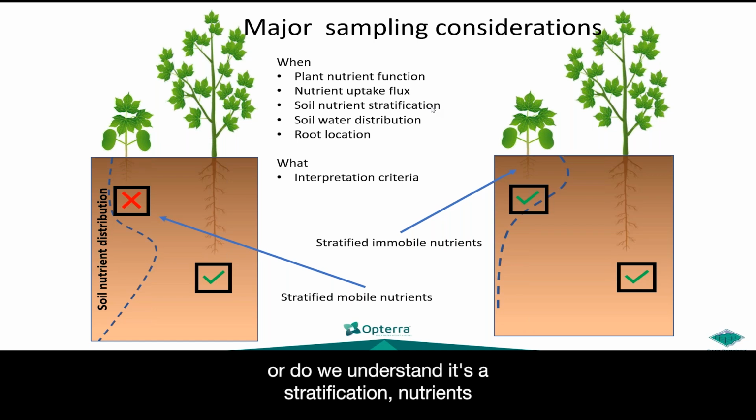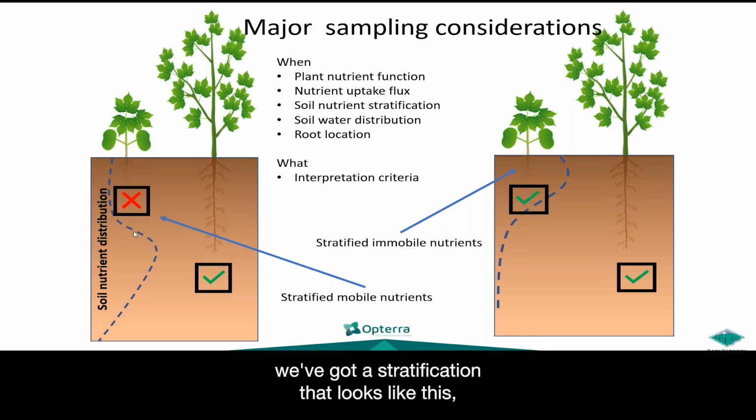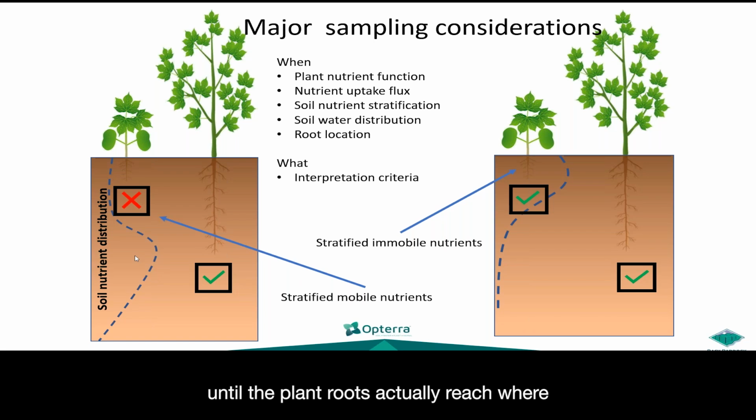Have we got a soil test, or do we understand the stratification of nutrients, immobile ones like phosphorus and zinc compared to nitrogen, maybe sulfur, boron, and soil water distribution relative to the nutrient and the root location? So when we start to look at the scenarios, if we've got a stratification that looks like this, nothing in the surface and increasing with depth, then it's not time to sample a young plant for a mobile nutrient like nitrogen, particularly if the stratification is nitrogen, until the plant roots actually reach where that nitrogen might be.